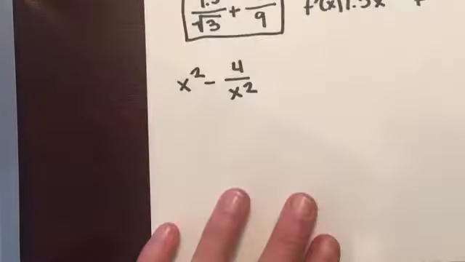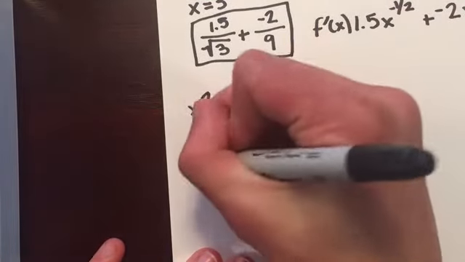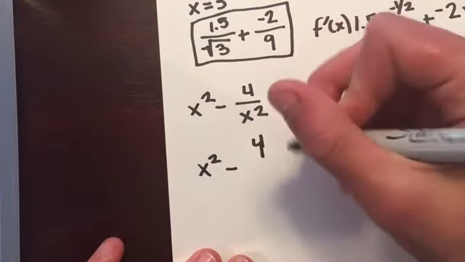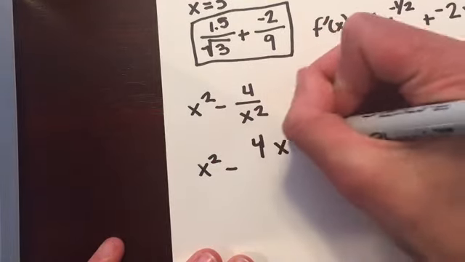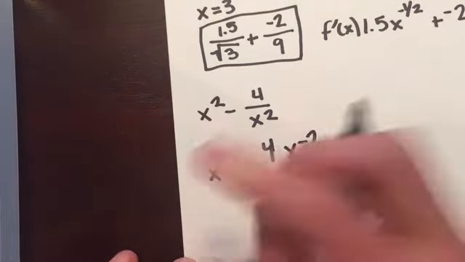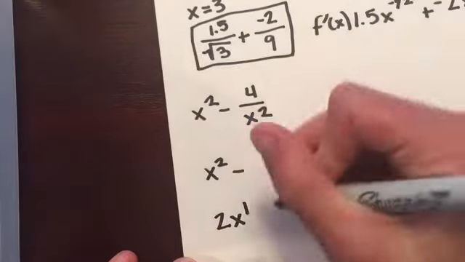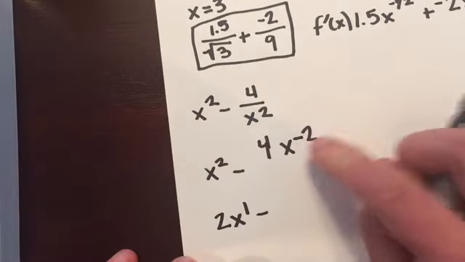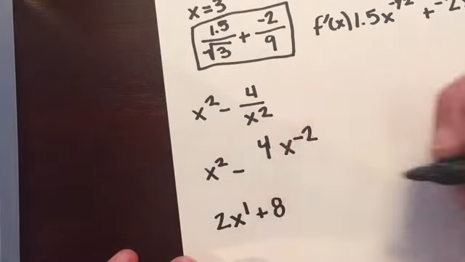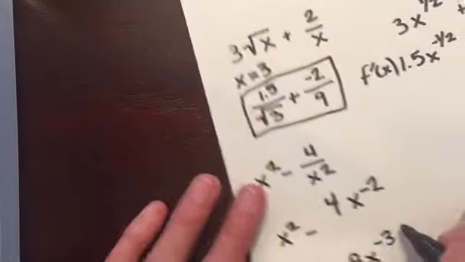Okay, here's our last problem. I'm going to simplify it: x squared minus 4, and this would be x to the negative 2. So then this problem, 2 times x to the power of 1, because 2 minus 1 is 1. Negative 2 times negative 4 is positive 8, so this becomes a plus sign. Positive 8x to the negative 3. So that is how you do the power rule.